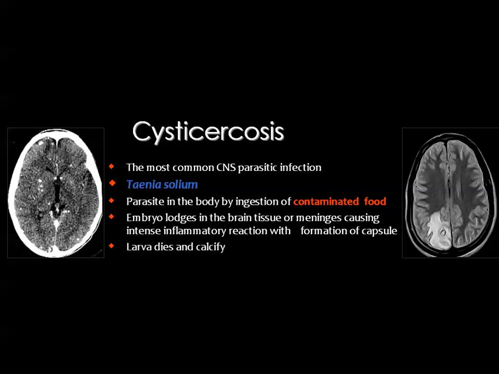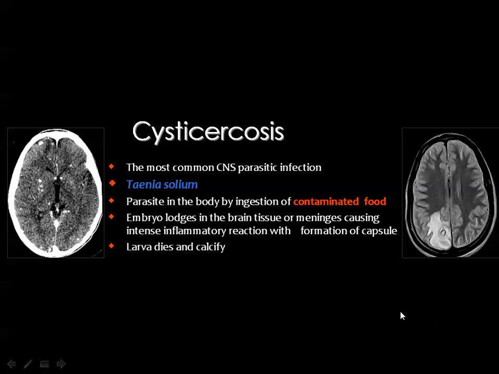In the active form, you get a lesion which is almost similar to a tuberculoma, with a thick enhancing margin surrounded by edema. But very typically you should see a nodule inside this cystic lesion, which is known as the cyst and dot sign. If you see this, you can diagnose cysticercosis in most cases.